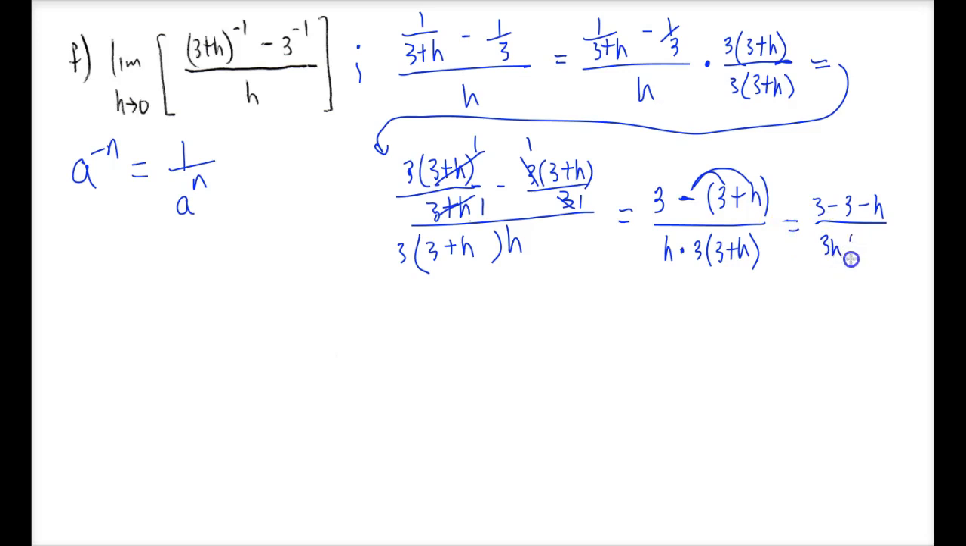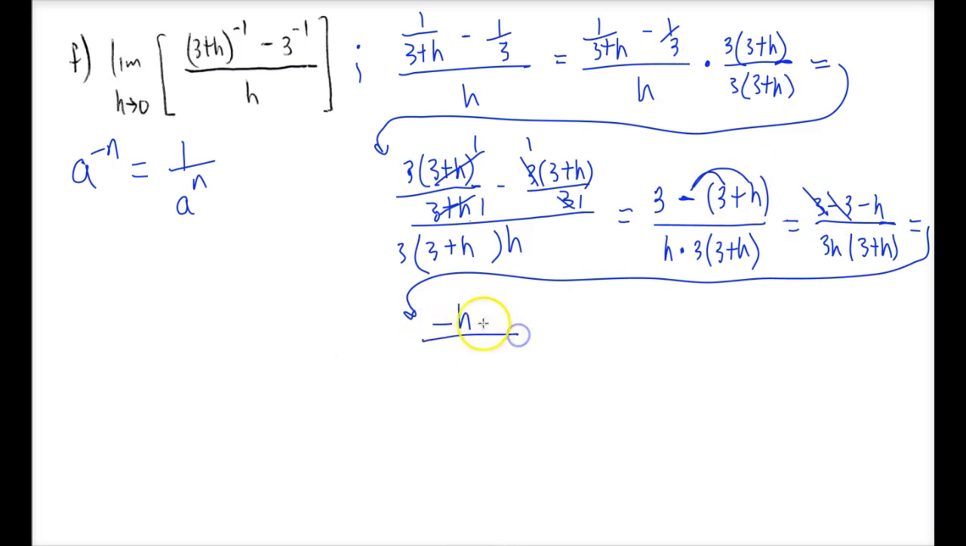And that'll just be 3h, 3 plus h. All right, sorry about that. So now when we simplify the numerator, we know that 3 minus 3 is 0, so that cancels. And we just have minus h in the numerator. We have 3 times h times 3 plus h in the denominator. And here we see that these h's reduce to 1. So what we have left is a -1 in the numerator and 3 times 3 plus h in the denominator.